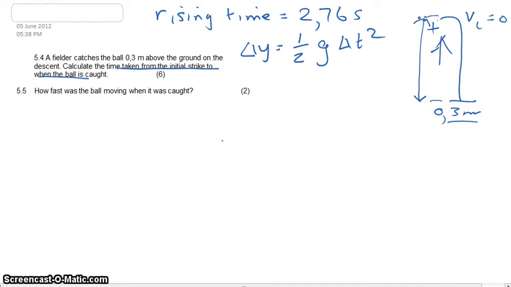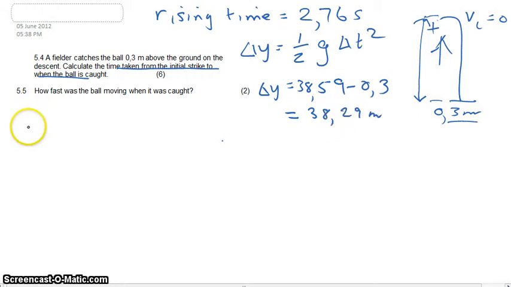So we need to take our previous answer, which was 38.59. Delta y is equal to 38.59 subtract the 0.3, because that 38.59 was height above ground. So it's actually going to be 38.29 meters that we're going to use here.